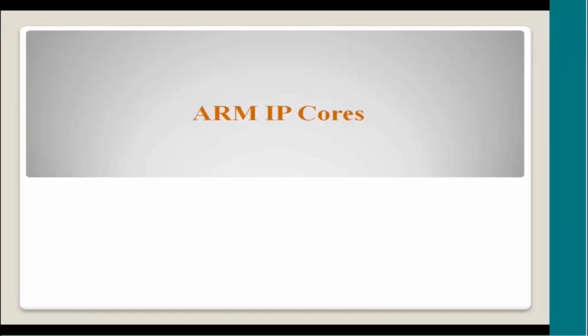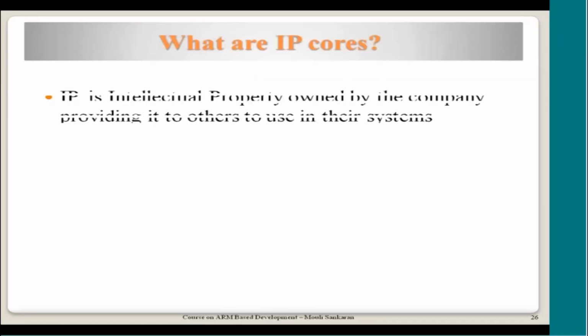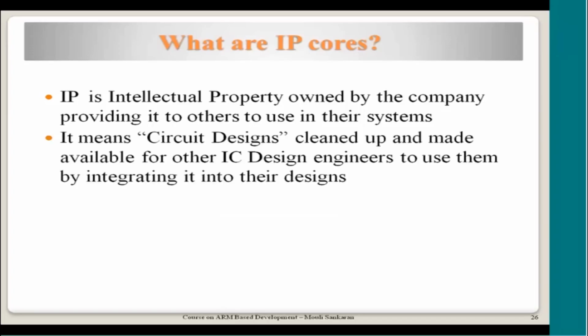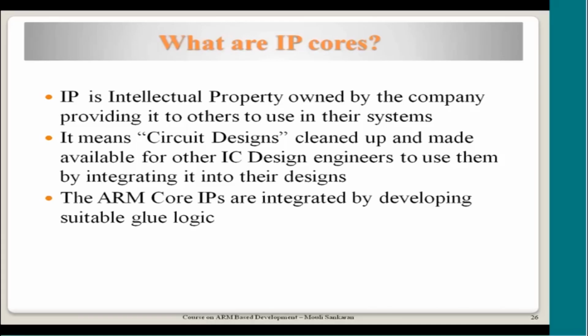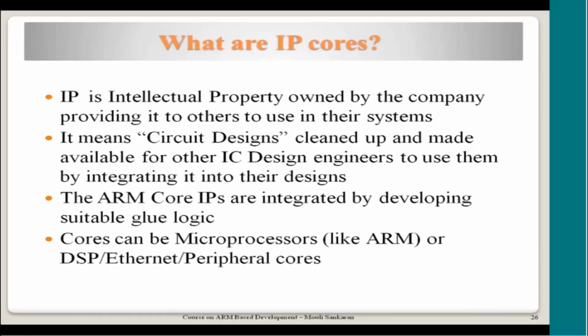Now, what is IP? All of us know that it's intellectual property, but how is it used by ARM? IP means that it is owned by the company which designed the chip. So ARM, which comes up with such a design for a processor, owns the IP, and it gives those designs to IC design engineers in other companies who build the chip based on ARM, and the ARM core IPs are integrated with some other suitable glue logic. Either it could be provided by ARM or it could be developed by the individual companies who buy the ARM core IP, and the complete chip is built using that. The core IPs could be a microprocessor like ARM, or other special function co-processors like DSP or Ethernet peripherals, or other processor cores.